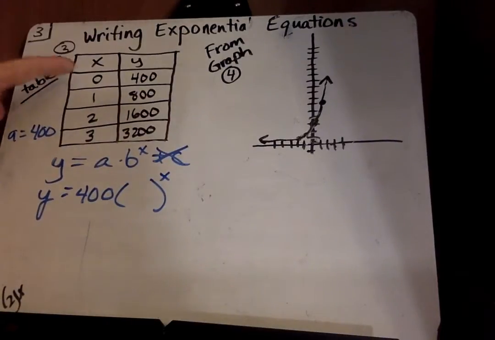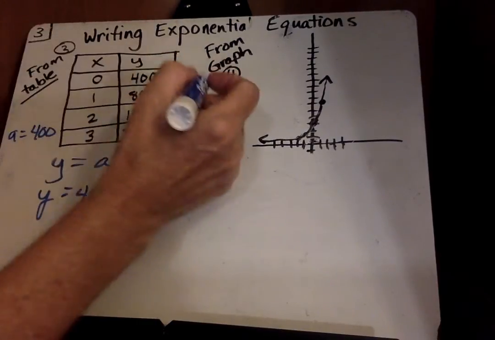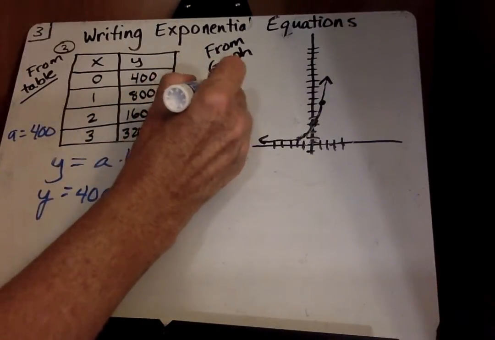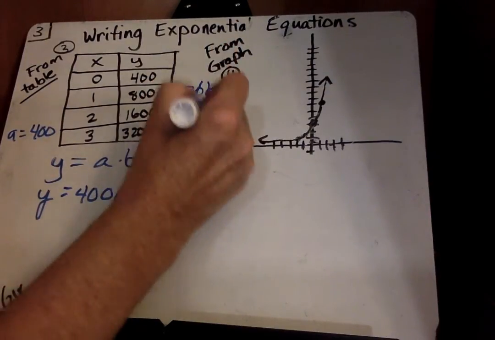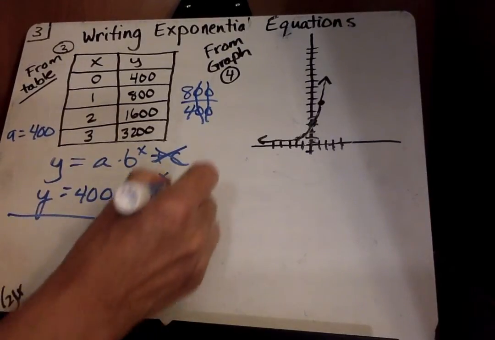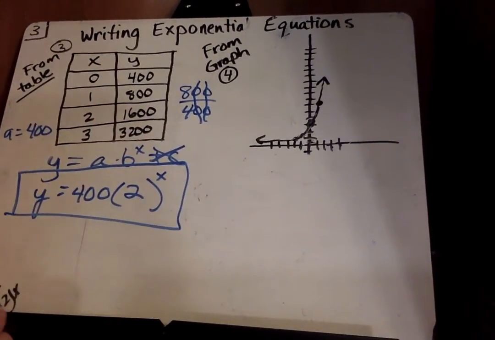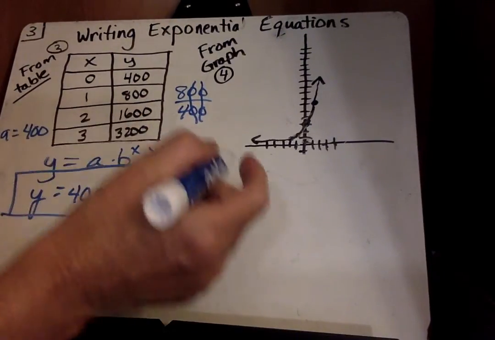So to find out what b is, we see that this goes from 0 to 1, and we take this number and we divide it by the one previous. So if I say 800 divided by 400, 8 divided by 4 is 2. And there you have it. And there's your exponential function there. Okay? All right. Next, we're going to go on to number 4 here.